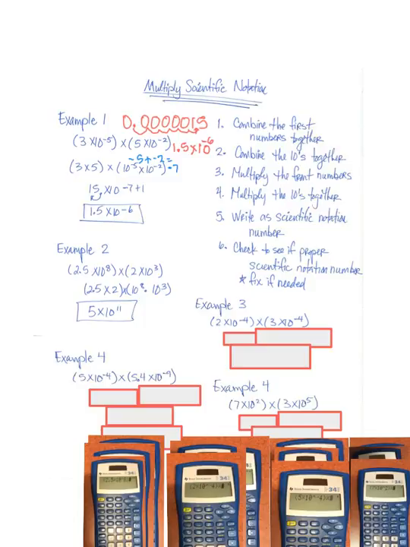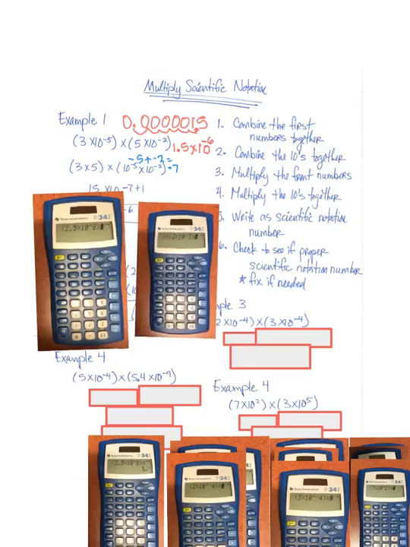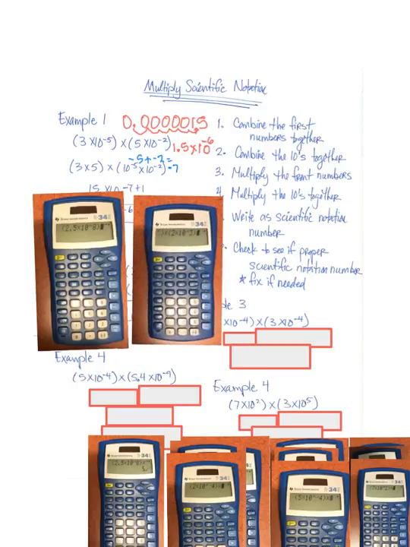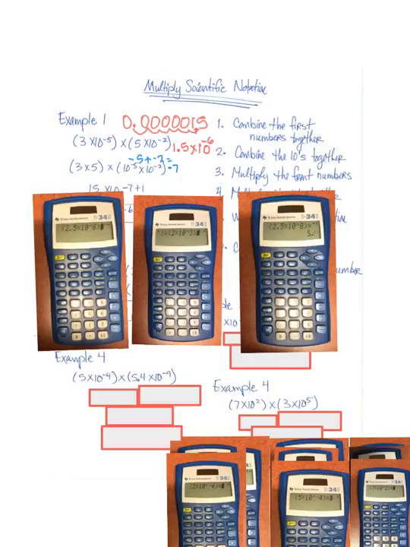So again, we can put those in our calculator and look at things that way. So here is my 2.5 times 10 to the 8th. Here is my 2 times 10 to the 3rd, and we're multiplying them together. Remember, that's multiplication in there. We're multiplying them together. And then what do we end up getting? Well, we end up getting 5 times 10 to the 11th.